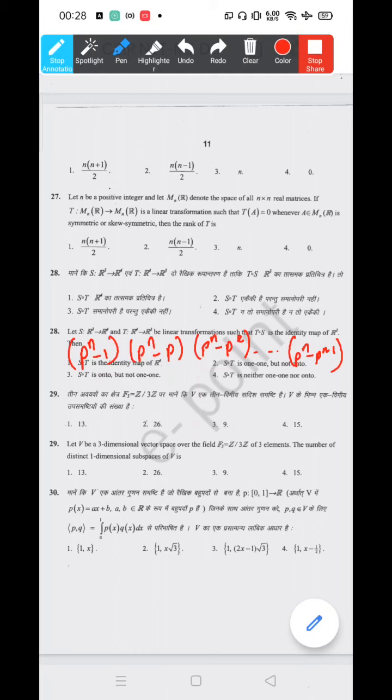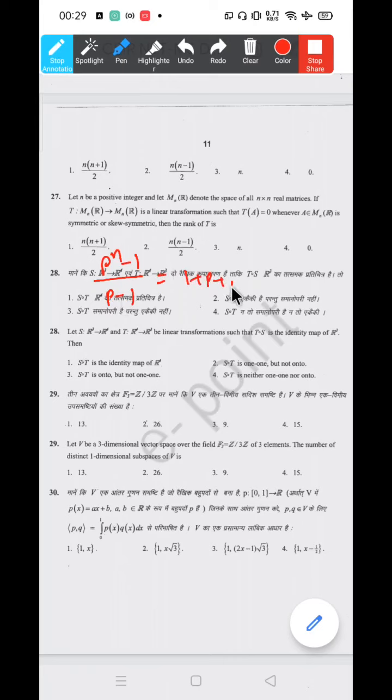I think it was P raised to n minus 1 upon P minus 1. Let me just think about it. Yes, it was P raised to n minus 1 upon P minus 1, because one dimension. So that is 1 plus P plus P squared up to P raised to n minus 1. Correct? So here it is 1 plus 3 plus 3 squared, that is 4 plus 9, which is 13. Option 1 will be the correct one. 13.